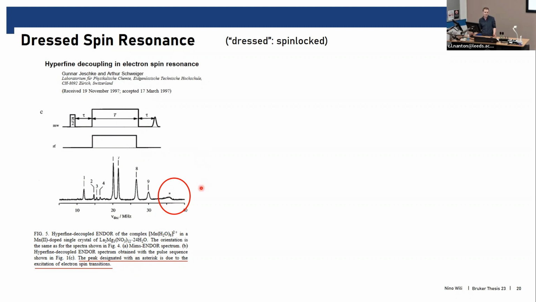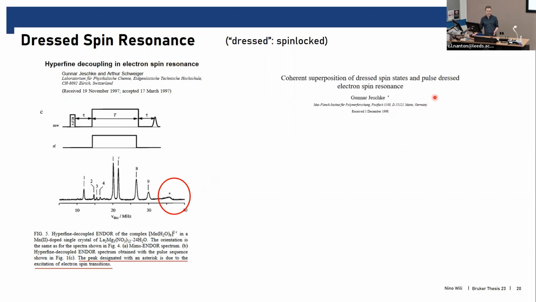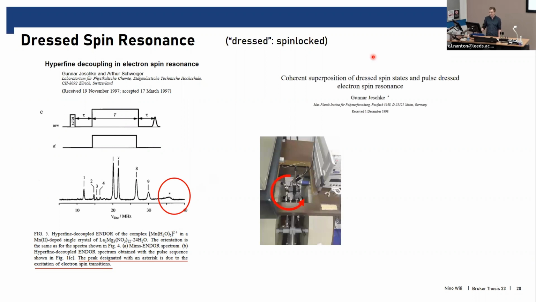Because why should that show up here? Why should you excite the electron spins when you irradiate it with 35 megahertz? But Gunnar figured it out and made a paper out of it. What happened? All this peak is, if you take your Endor resonator, your field is like this, and usually the RF polarization is perpendicular to it. But it's never perfect. There will always be a little bit off.